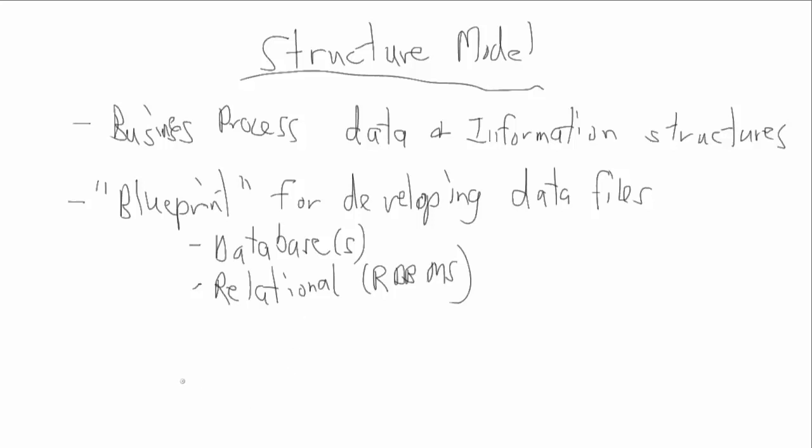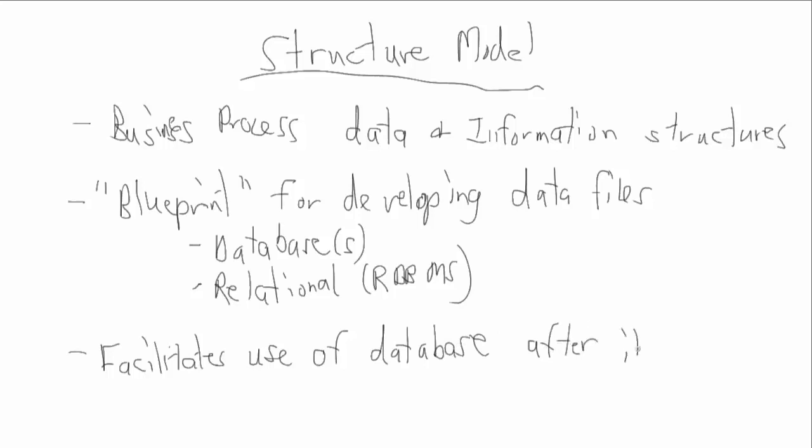And the structure model helps us figure out how to use the database after it's in place. We've got a structure model that defines how the data, the information in the business processes is going to look. It gives us a blueprint for building the databases and helps us figure out how to use these databases after they're up and running.